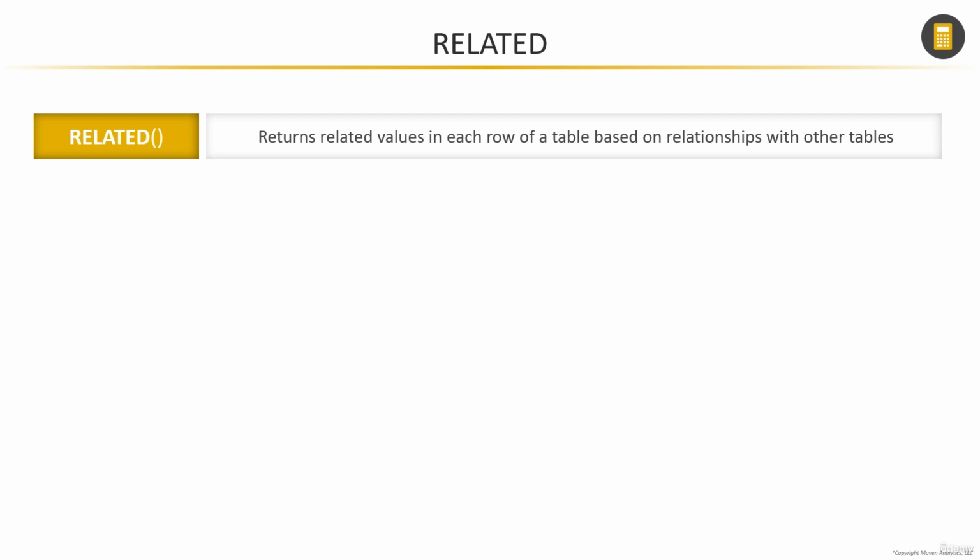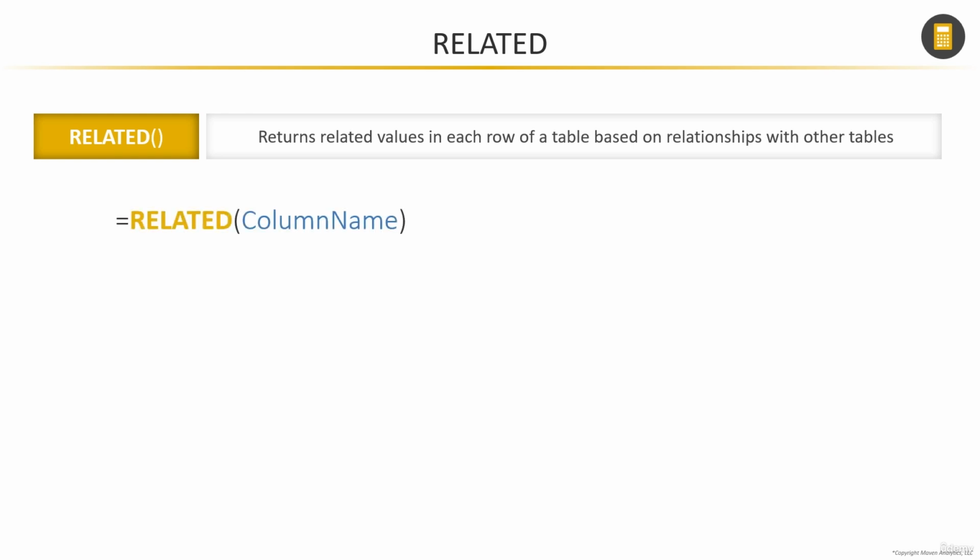It just returns related values in each row of a table based on a relationship with the other table. And one thing to point out here is that RELATED works on the one side of a one-to-many table relationship, right? So you need to be on the many side of the relationship, reaching over to the one side, right? So that's where these table relationships become very important.